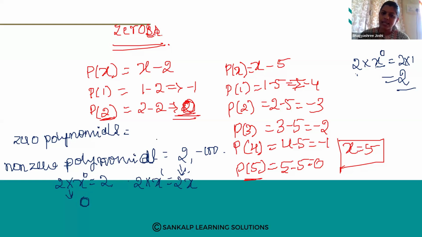Okay. Next. Here, minus 100 is minus 100 into x raised to 0. Then you will get minus 100 only. Here also the degree of the polynomial is 0. See, the zero polynomial.